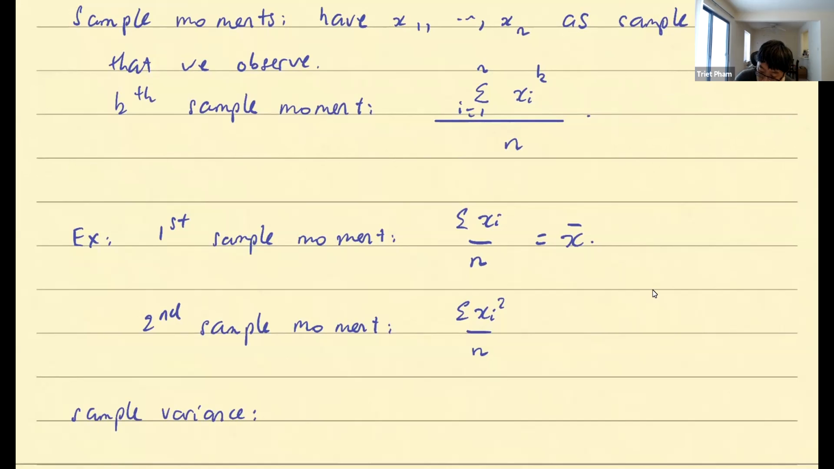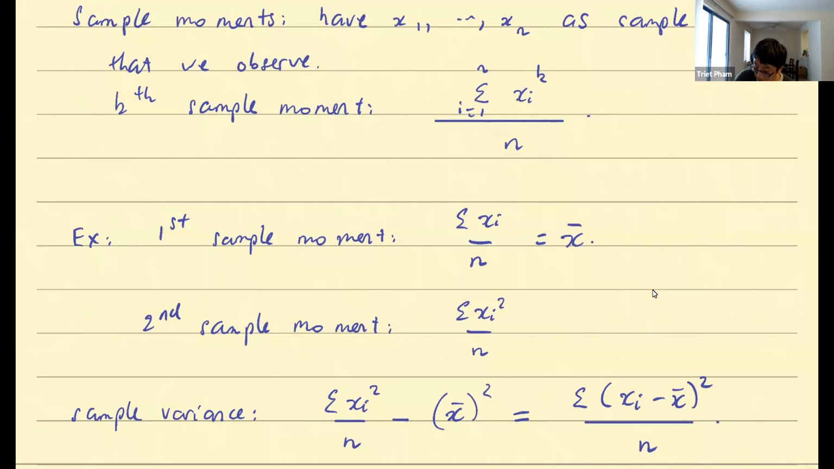So sample variance in this case, and by the way, it's slightly different from the sample variance we've been discussing so far, will be the second sample moment minus this square. But you can verify that it's going to be equal to this.